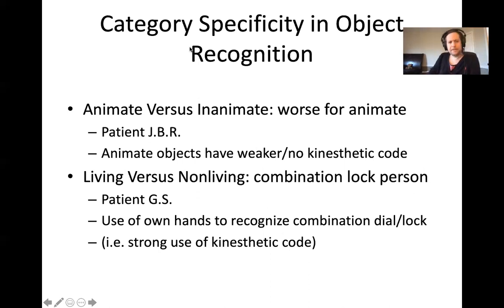So one thing I want to say about this is that this type of kinesthetic code applies primarily to inanimate or non-living things. The book might make a distinction between animate versus inanimate and living versus non-living. For our purposes, these terms mean exactly the same thing. Animate is the same as living. Inanimate is the same as non-living. And the idea is that kinesthetic codes, like for the combination lock or for scissors or for my magnifying glass, exist for non-living things, that is, inanimate things. I usually think of them as tools.